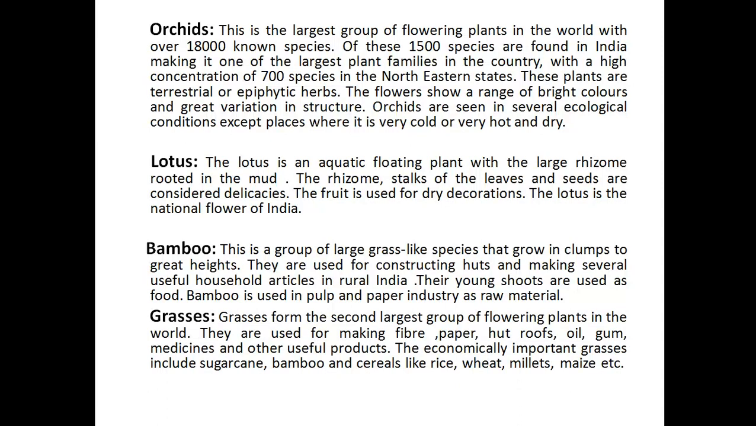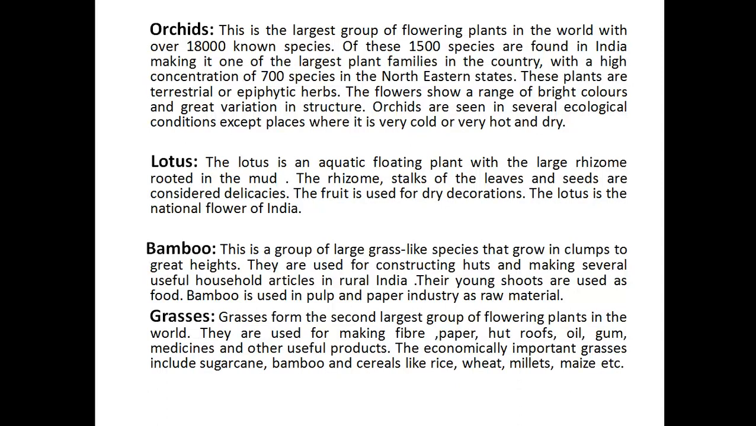Then we have the bamboo, which is a group of large grass-like species that grows in clumps to great heights. They are used for constructing huts and making several useful household articles in rural India. The young bamboo shoots are used as food also. Bamboo is used in pulp and paper industry.